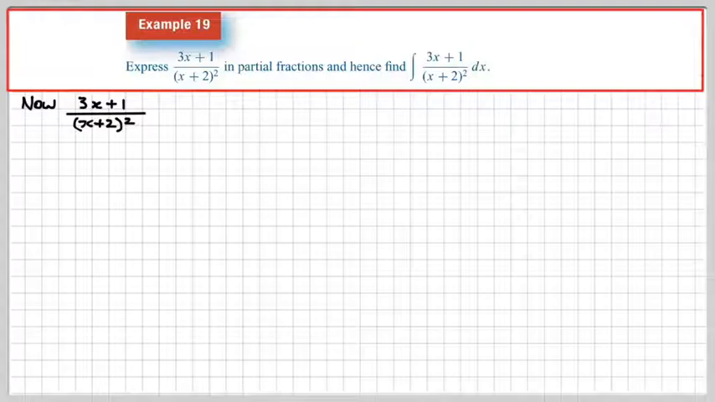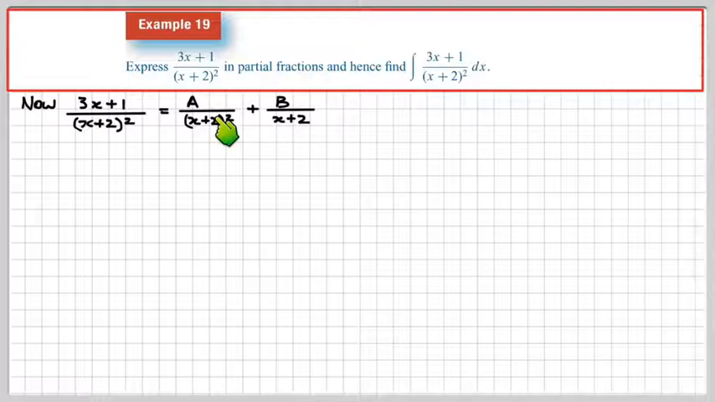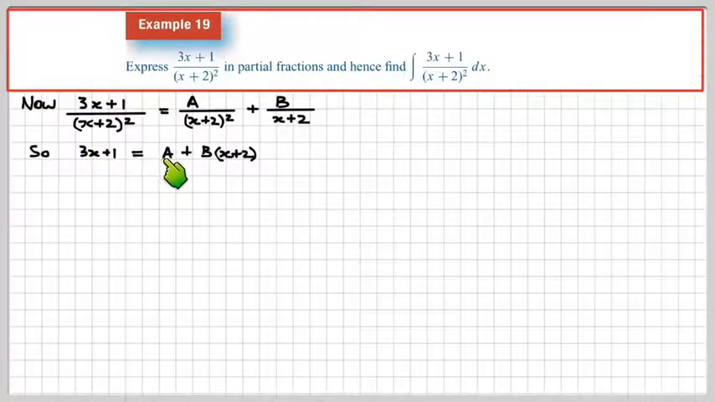See that thing there? The rule says that's equal to a over the whole thing squared, and you phase it down by one power at a time till you just get a linear version, so b over x plus 2. If that happened to be x cubed there, it'd be a over x plus 2 all cubed plus b over x plus 2 all squared plus c over x plus 2. But thank goodness it isn't that, it's just this one, so we can stop there.